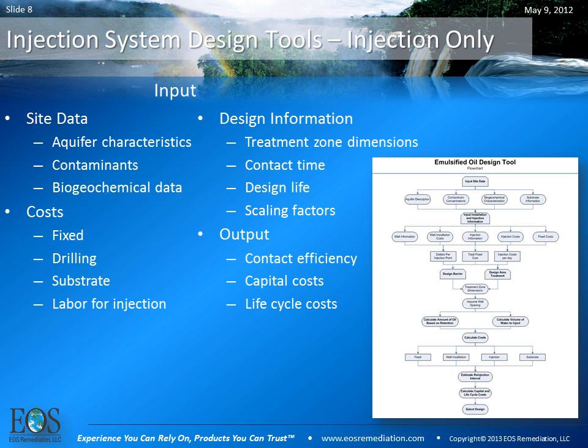So like any model, this will have input parameters, and this should be no surprise to all of you out there that obviously you got to put in your site data. That's one. Aquifer characteristics, contaminant concentrations, your biochemical data. In terms of biochemical data, that's your pH, your ORP, but it also includes your non-target electron acceptors, and I mean like the sulfates. These can play major roles in the amount of oil that you require and the amount of hydrogen that you can produce.